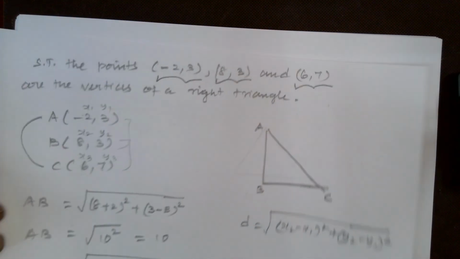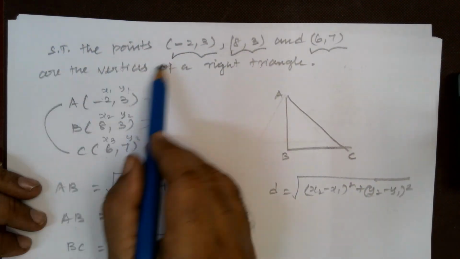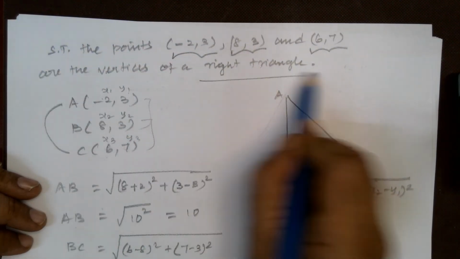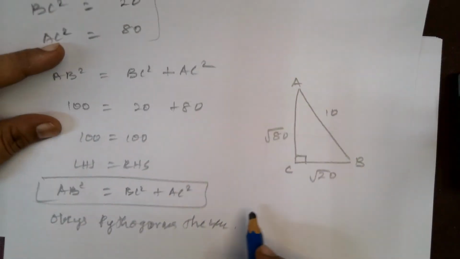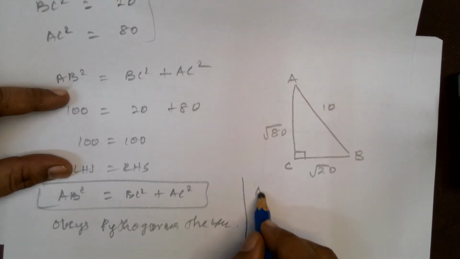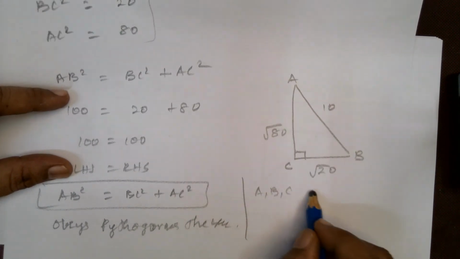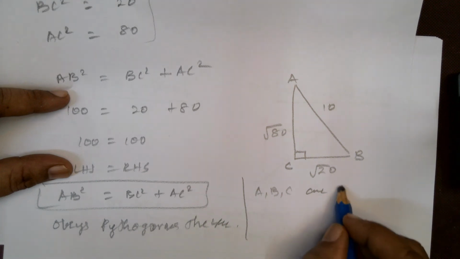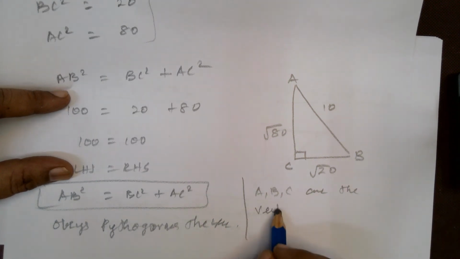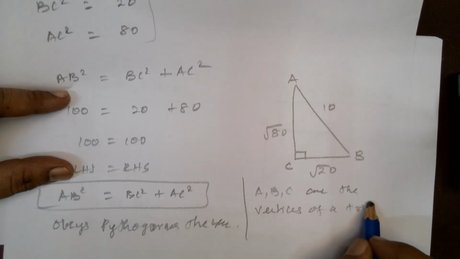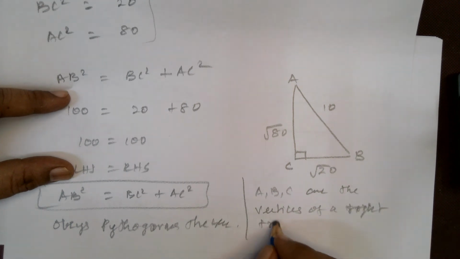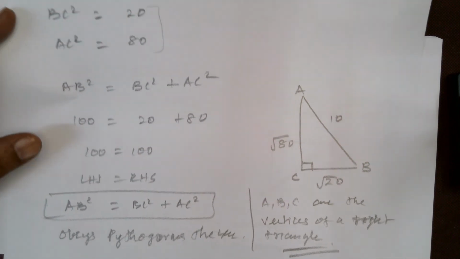So we can show that now it is clear, that ABC are the vertices of a right triangle. Okay, so we have to write down like this: ABC are the vertices of a right triangle. Okay, so this is the way you have to write down the answer. Clear?